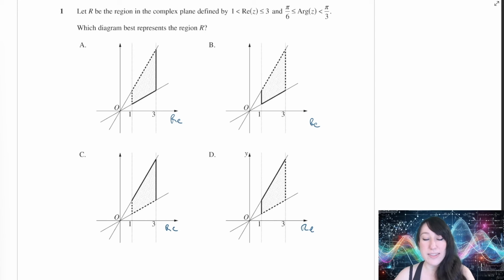Now the argument, as in the angle of rotation from the positive horizontal axis, is between pi over 6 and pi over 3, including the pi over 6 but not the pi over 3. So we want to see a solid line for that smaller angle of pi over 6 and a dashed line for that larger angle of pi over 3. So that means the correct answer will be A.